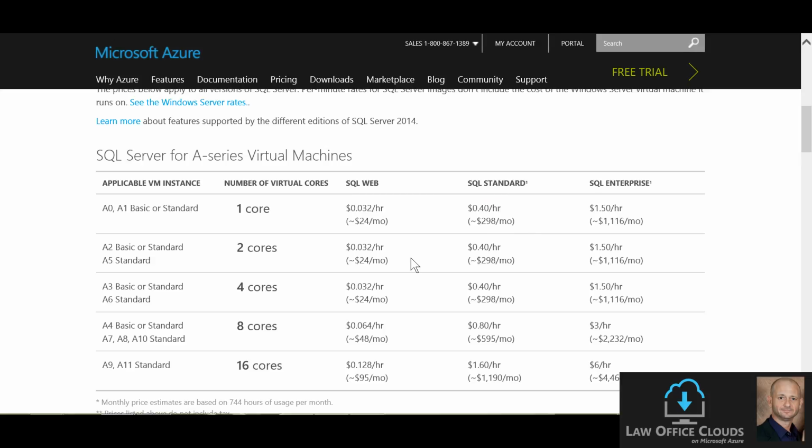Now, there are several other ways that you can license SQL Server on a Windows Azure virtual machine. One of them is to bring your own copy of Microsoft SQL Server and install it on a virtual machine up there. If you are currently running SQL on an on-premises machine and you purchase Software Assurance with that particular license, then that license has license mobility and can be transferred to the Microsoft Azure cloud in a Windows Server virtual machine.